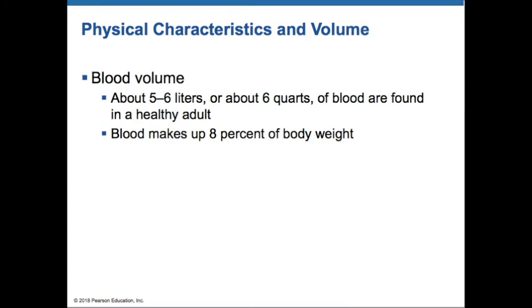Now, how much blood is found in our body? We are going to find about 5 to 6 liters of blood within a healthy adult. Of course, there are going to be conditions and diseases out there that could increase the volume of blood or perhaps decrease the volume of blood. Nonetheless, in a normal, healthy individual, quote unquote, normal individual, we're going to see about 6 quarts.